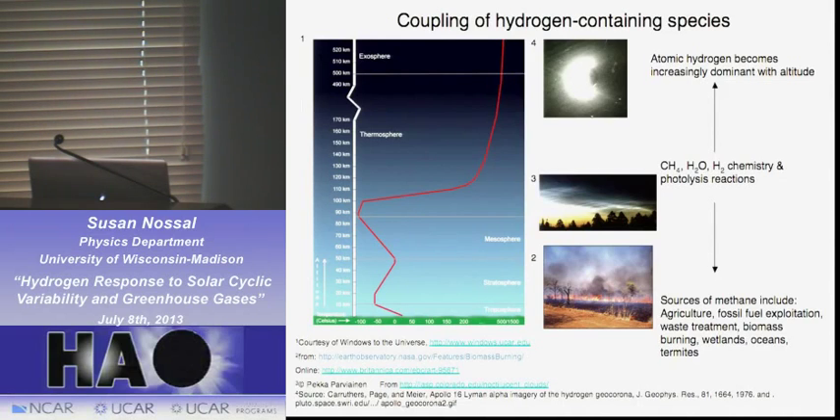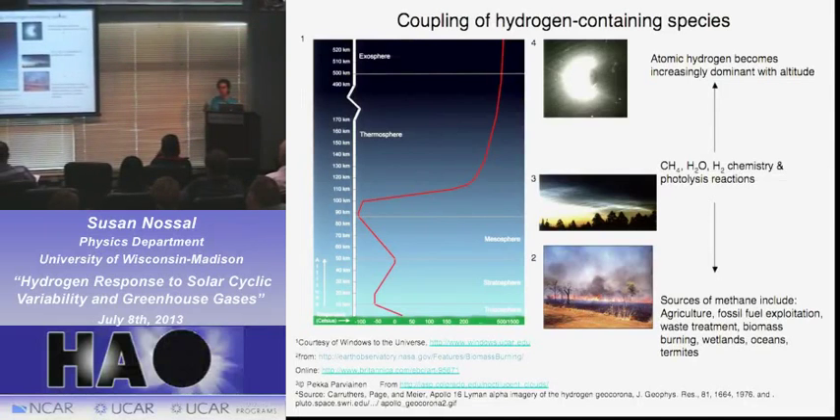And Gary's work has focused on studies of noctilucent clouds and long-term studies of noctilucent clouds in the mesosphere, which is also an area of study for trying to understand changes in hydrogen budgets and possible changes with climate in the middle atmosphere. So methane gets broken down into water vapor, H2, and other hydrogen-containing species via chemistry and catalysis reactions. And then in the uppermost region, atomic hydrogen becomes increasingly dominant with altitude. Now, one question I have is whether these upper atmosphere observations and modeling can be used together with observations in the middle and lower atmosphere to help us have a better picture of what's happening to the hydrogen budgets.